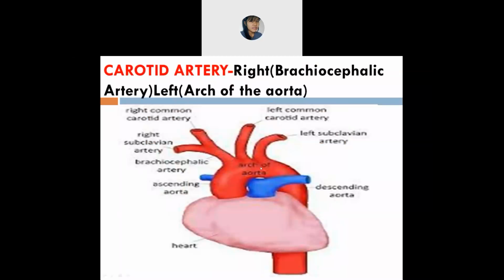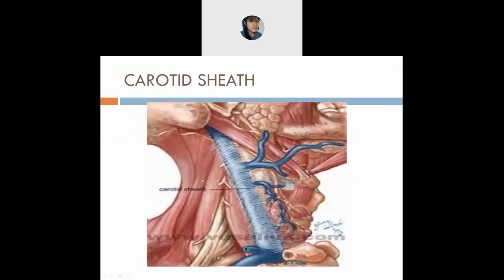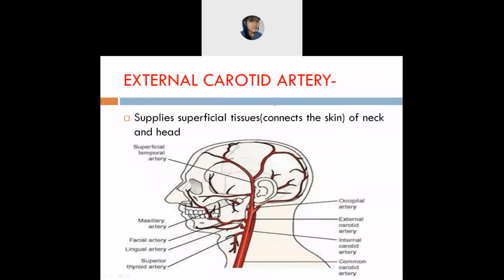Is it clear about the carotid artery, everyone? The right common carotid artery begins from the brachiocephalic artery, and the left common carotid artery begins from the arch of the aorta. These two meet together and form the carotid sheath. Understand? Is it clear? Yes, ma'am.